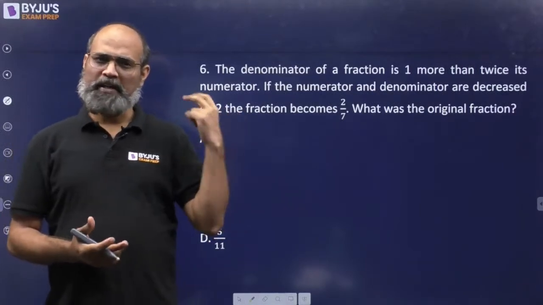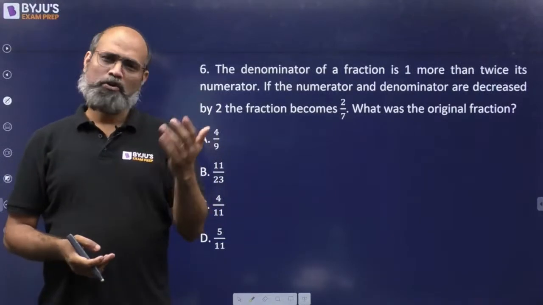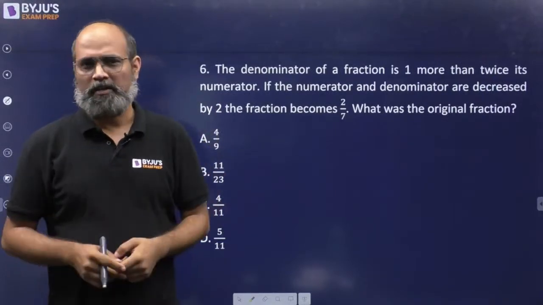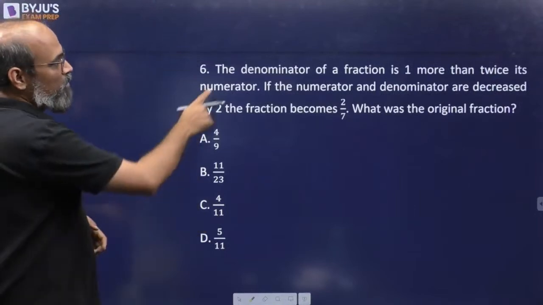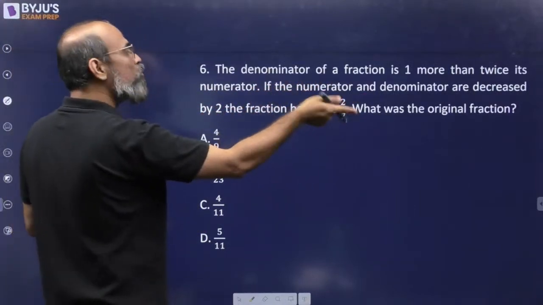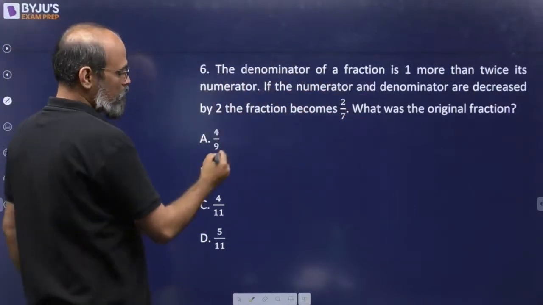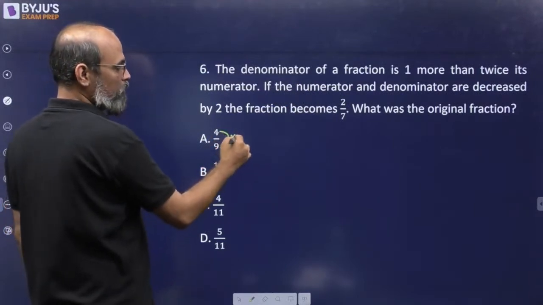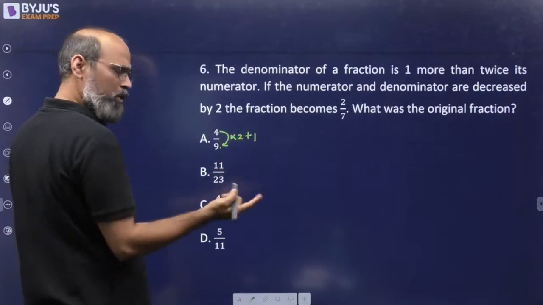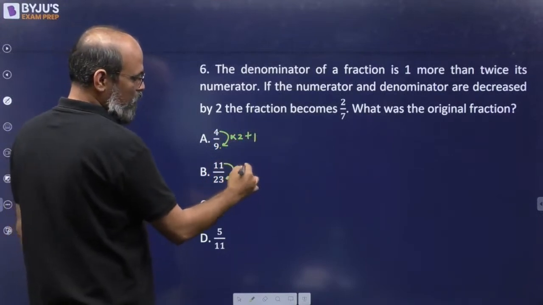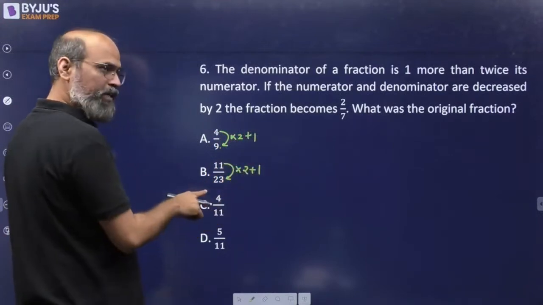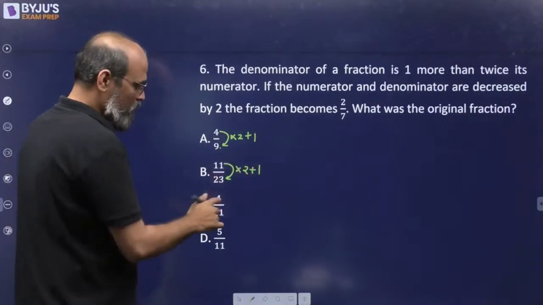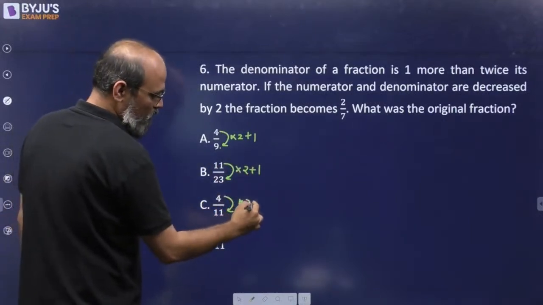Options. Question पढ़ते के साथ options. कोशिश करो question पढ़ने से पहले options पे एक नजर डालो. So the denominator of a fraction is 1 more than twice its numerator. So 9. Is it 1 more than twice? 4 into 2 plus 1? Bilkul. 11 into 2 plus 1? Is it 23? Bilkul. 4 into 2 plus 1?